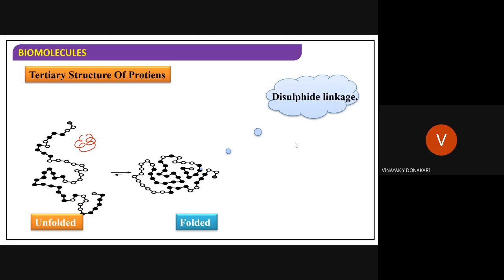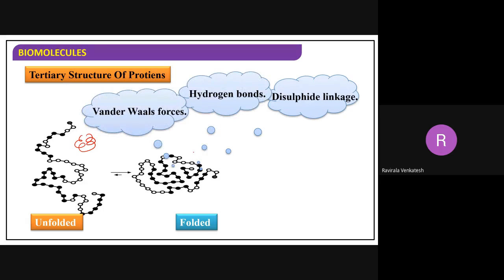Very good. Methionine and cysteine are the best examples for sulfur-containing amino acids. So disulfide linkages will cause further folding like this. What types of forces are operating here? Van der Waals forces generally operate for any molecule, even methane, hydrogen, nitrogen; all molecules have van der Waals forces.